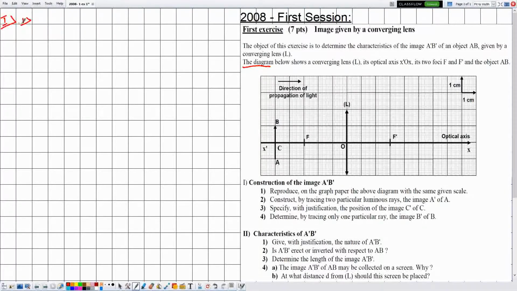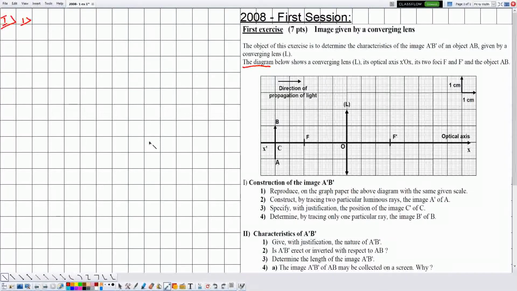So now number 1, part 1, they are telling me construction of the image A prime B prime. Reproduce on the graph paper the above diagram with a given scale. Whenever we need to reproduce, we always start by drawing the optical axis at the center, at the middle. This is the optical axis. Then we place the lens L perpendicular to the optical axis at the center.